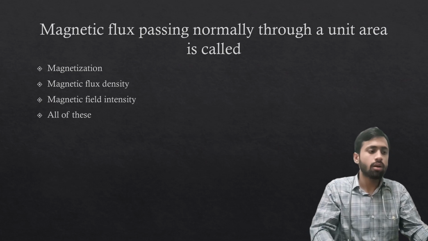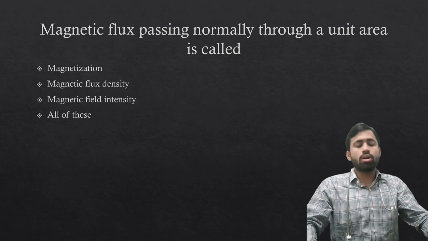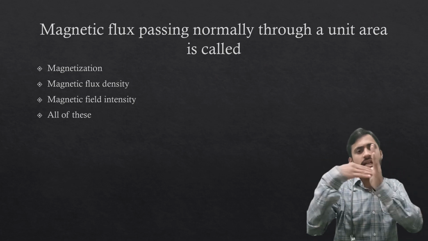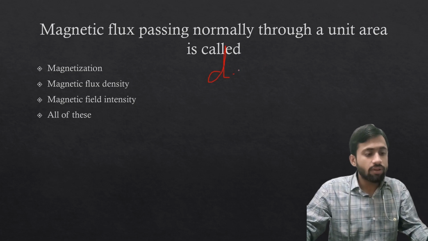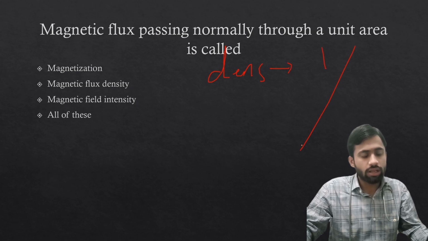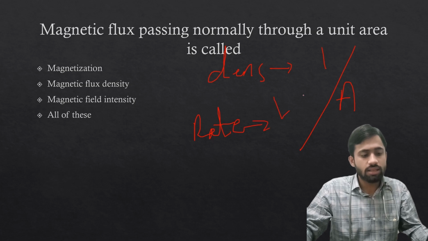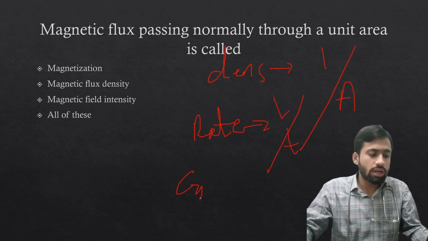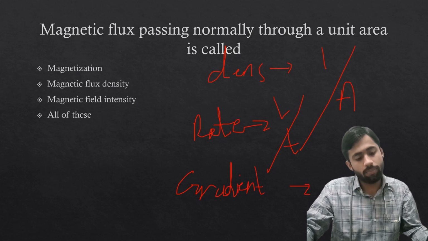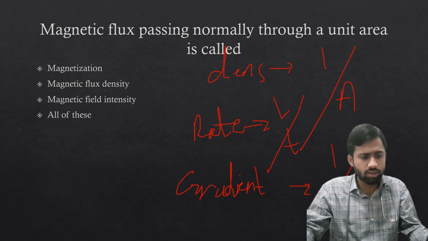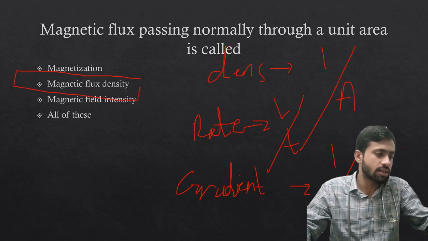Okay. Next MCQ states that magnetic flux passing normally through a unit area is called. So magnetic flux that is passing through a unit area is known as magnetic flux density. Always remember, whenever you get the word density, that means per unit area. Whenever you get the word rate, it means that this is per unit time. Whenever you get the word gradient, this means it is per unit length. So this is the basic difference. So beta is our right answer.